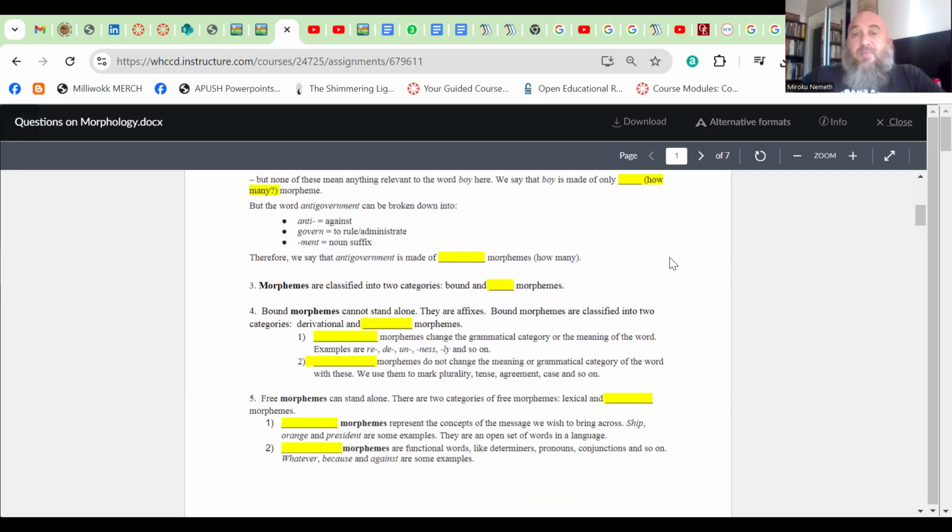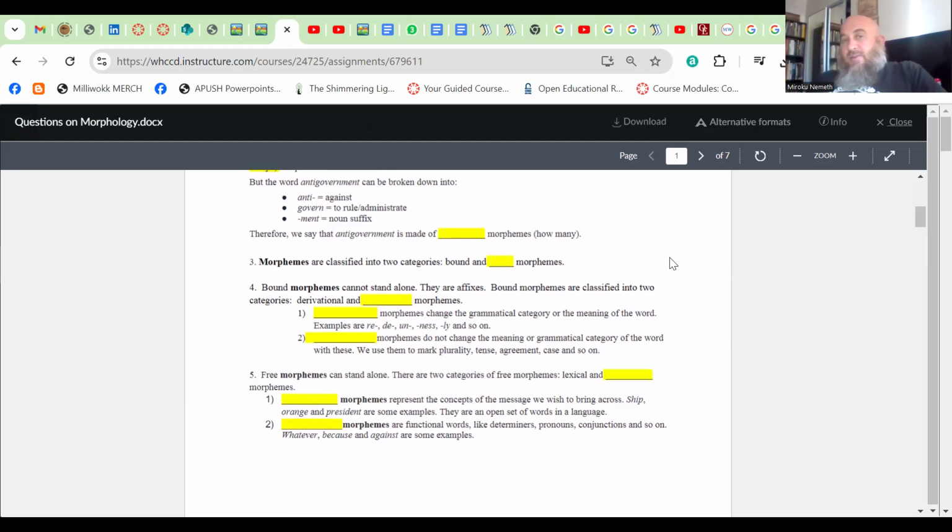Derivational morphemes change the grammatical category or meaning of the word. If I put re, un, or an adverb ending like -ly and so on, those are bound morphemes, suffixes or prefixes. Derivational morphemes are a type of bound morpheme, and then we have inflectional morphemes.